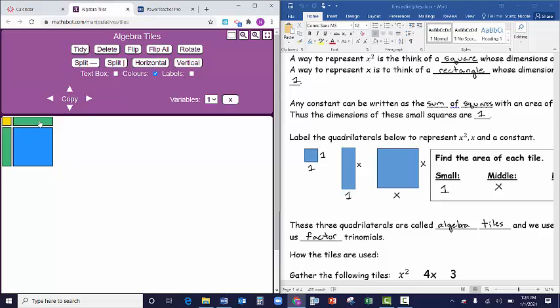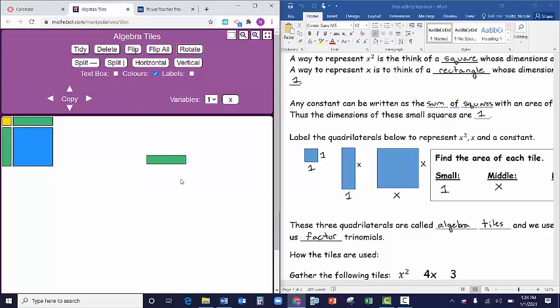So you can see you have your 3 tiles here. You have your big square, a rectangle, and a little square. Sometimes you might want your rectangles to be laying horizontal. Sometimes you want to make them vertical, so you can pick either one. If you drag a vertical one and you wanted that to be horizontal, you can just rotate it, and it does it for you.